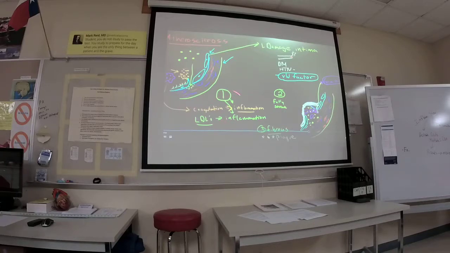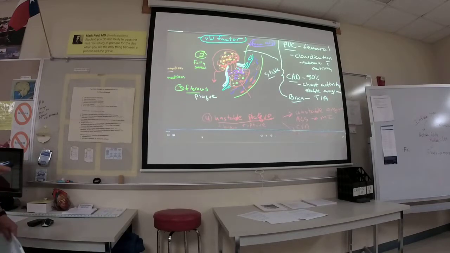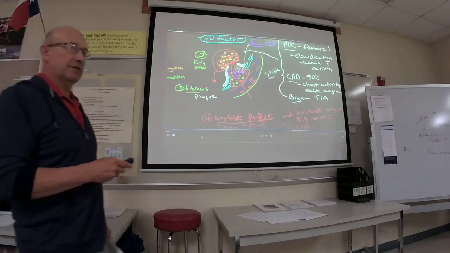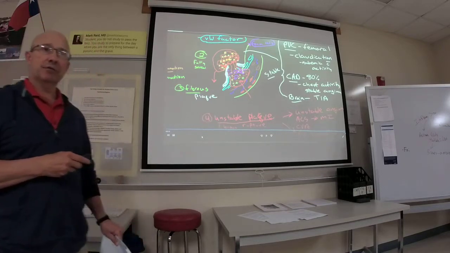I want you to memorize the different phases. So phase 1, the inflammation. Phase 2, fatty streak. Okay. Phase 3, it provides this cap here. All right. And then when we get into phase 4, they get symptomatic. Remember, you remember stable angina, correct?